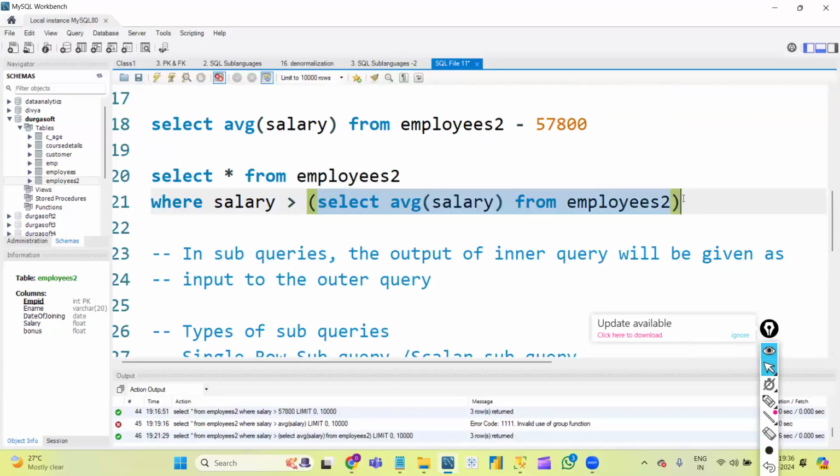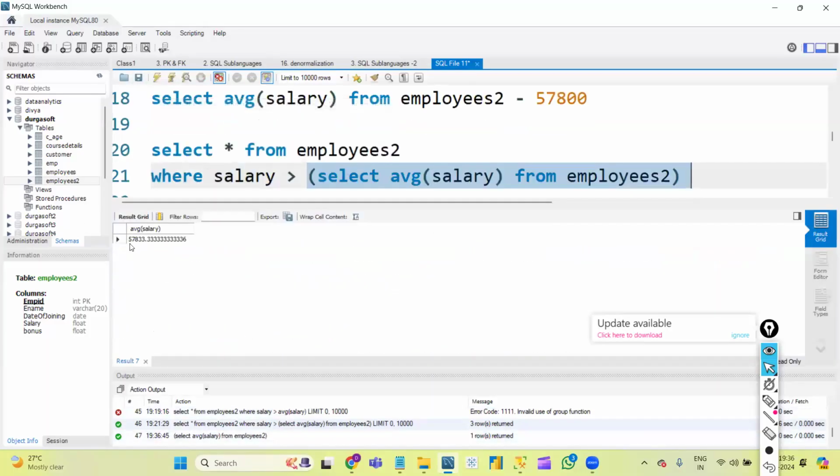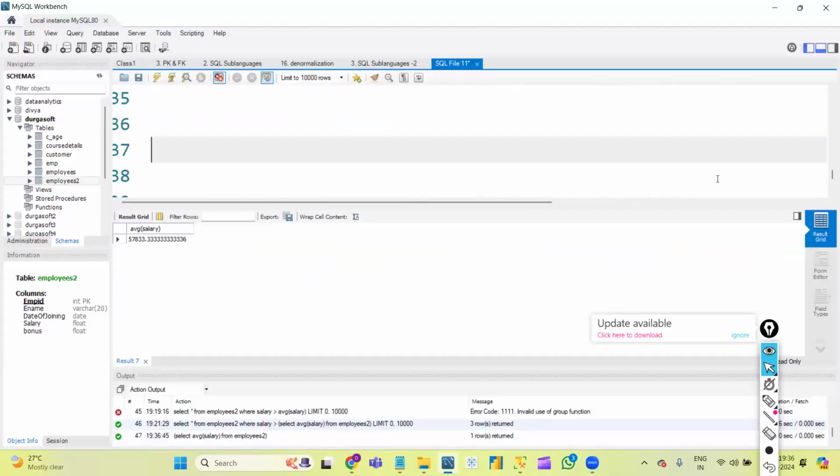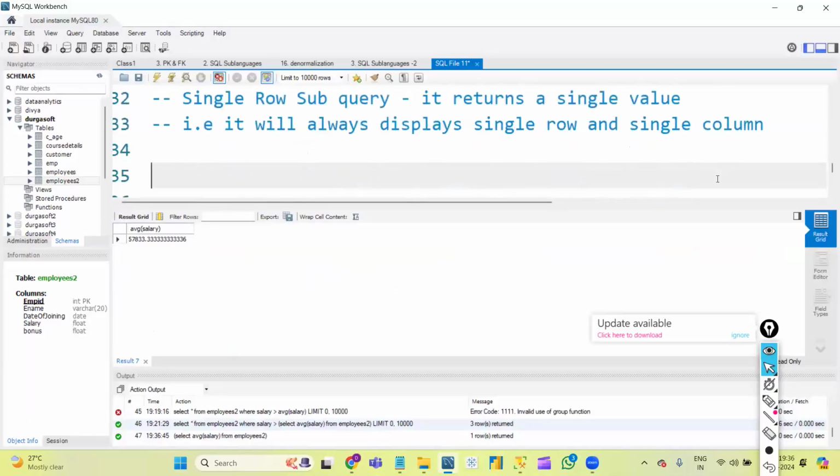This is our subquery. Basically, this complete query also comes under single row subquery only, because in this subquery the output will be a single value. Whenever I execute this one, we are trying to find the average salary. So I got only one value as output, correct? That is what I wrote here. It returns a single value.